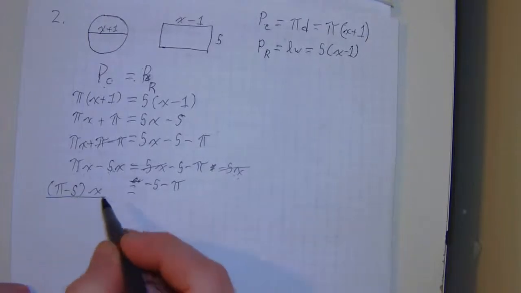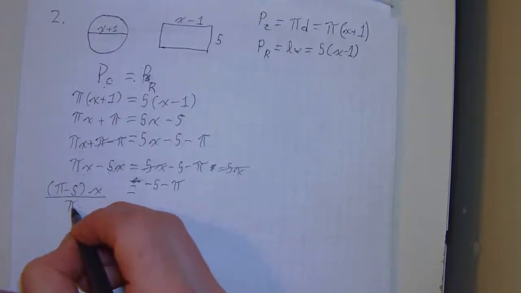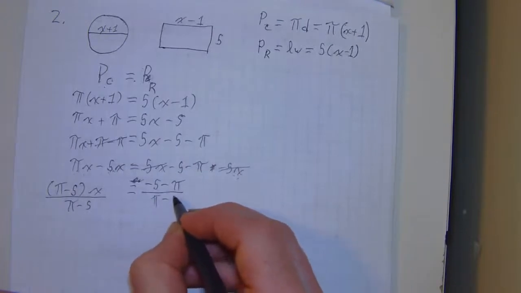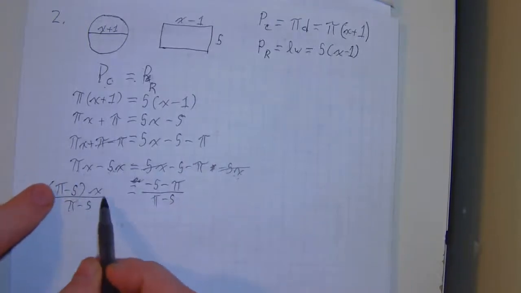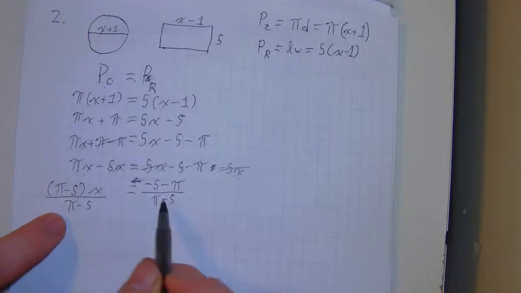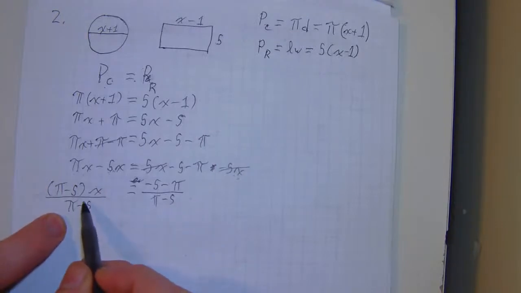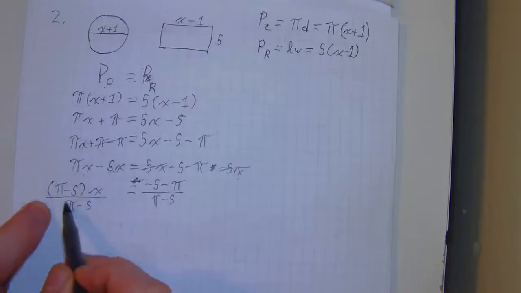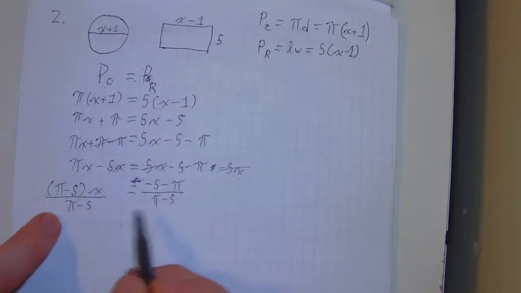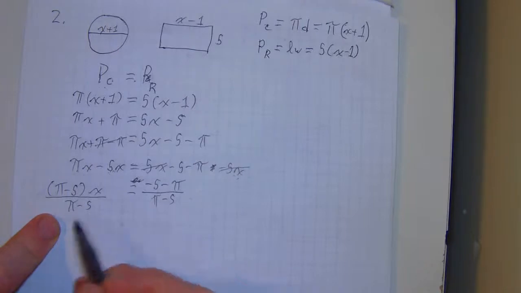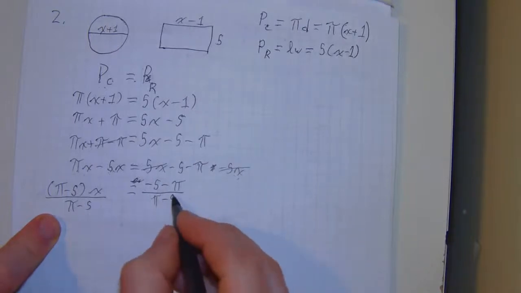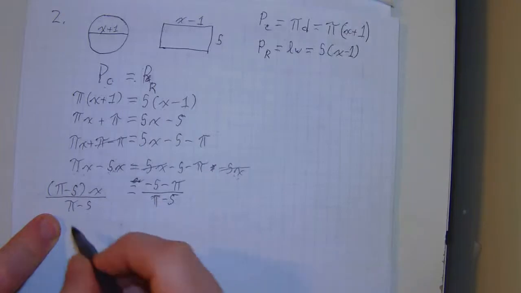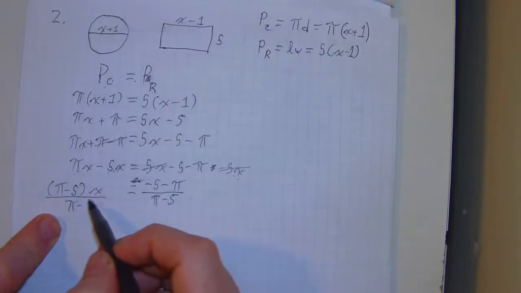And then our final thing here is to divide both sides by the thing multiplying x. And again, like if this was 3x, it would be clear that we would divide both sides by 3. But it's not 3x, it's pi minus 5 times x. So we're going to divide both sides by pi minus 5. So you can see it's a bit more complicated, but it's really the exact same thing that we were doing before, just with numbers that are more complicated.